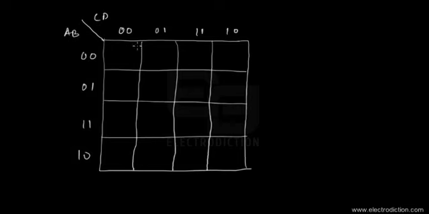Now let's number the cells together. That's 0, 1, 2, 3, then 4, 5, 6, 7, then 8, 9, 10, 11, and finally 12, 13, 14, and 15. Okay, so now we've got our K-map.